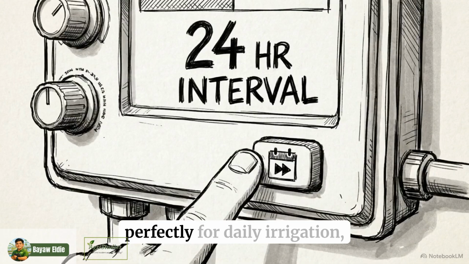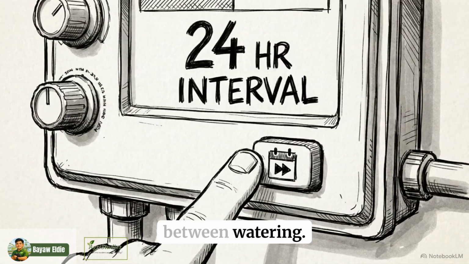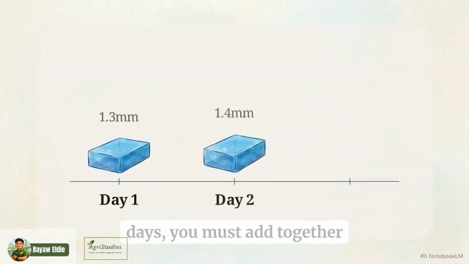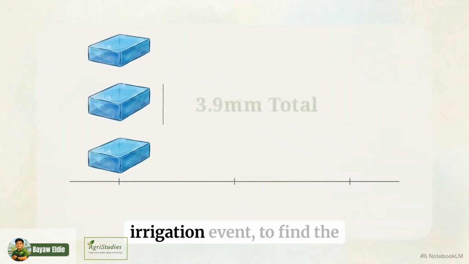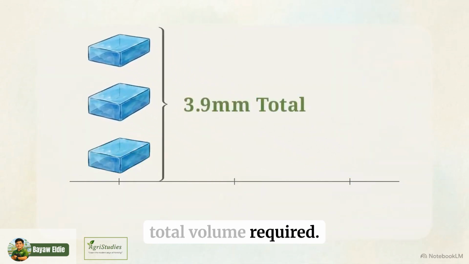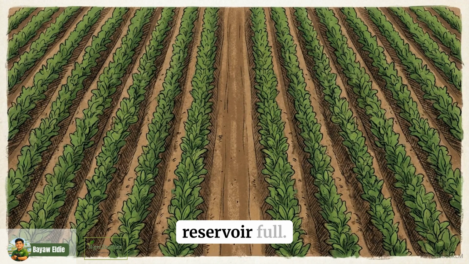This calculation works perfectly for daily irrigation, but your schedule might involve skipping days between watering. If you irrigate every 3 days, you must add together the ETC values for every single day since your last irrigation event to find the total volume required. By summing these daily values, you ensure the system replaces exactly what the environment removed, keeping your soil reservoir full.